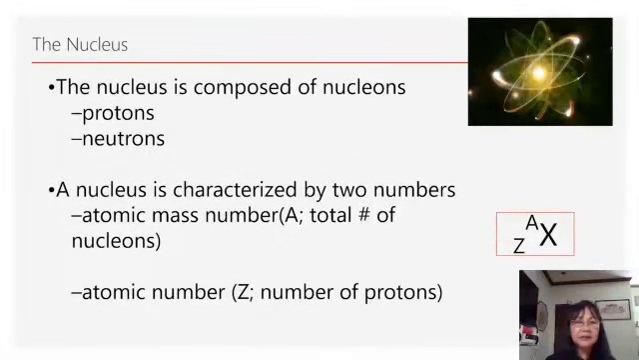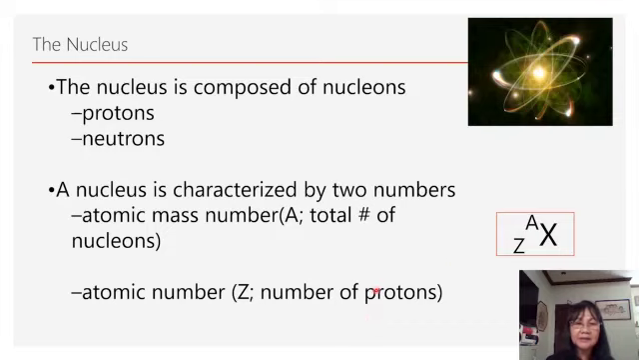So the nucleus is composed of nucleons. We call the protons and the neutrons nucleons. A nucleus is characterized by two numbers. A, the mass number, is the total number of nucleons in it. That means the sum of the number of protons and neutrons. And the atomic number Z represents the number of protons.